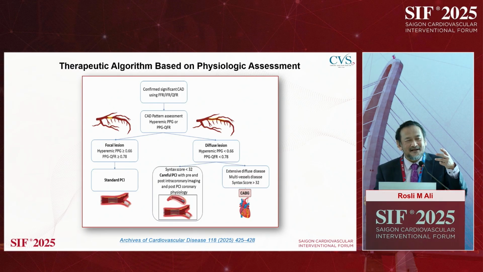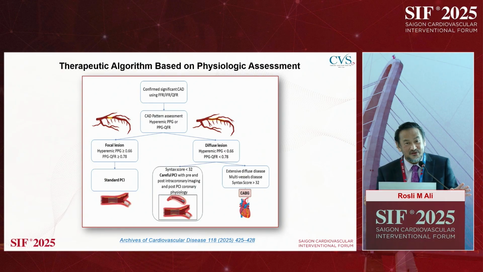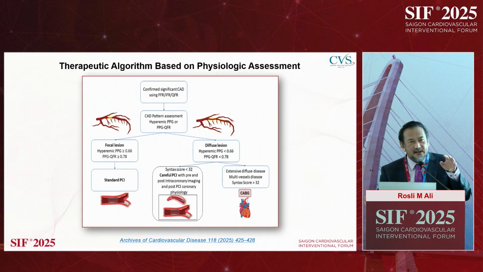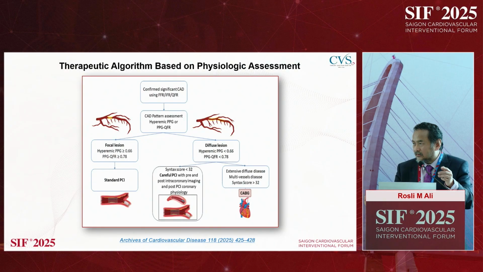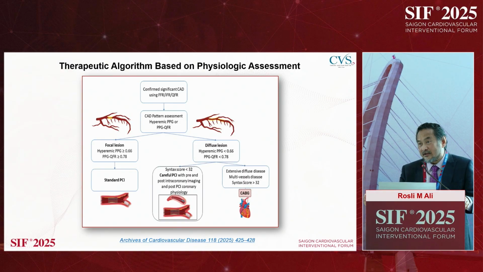Therefore, this paper actually suggested an algorithm on how we should be treating these patients based on imaging and physiology. So you can actually have from there either focal or diffuse. If you have focal, then you treat it the same way. And if it's more diffuse, depending on syntax score, if it's low syntax score, then you can still do so-called careful PCI, or if the syntax score is high, then you should even consider CABG.